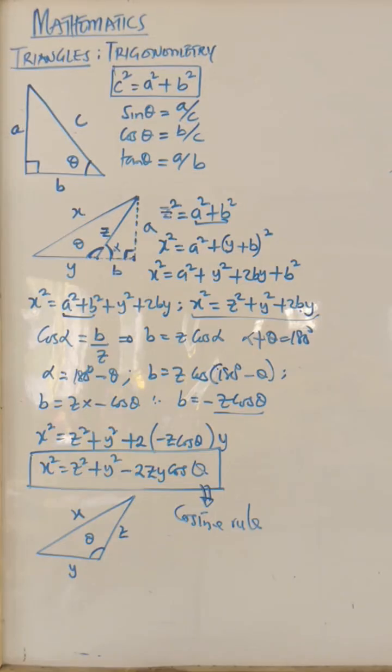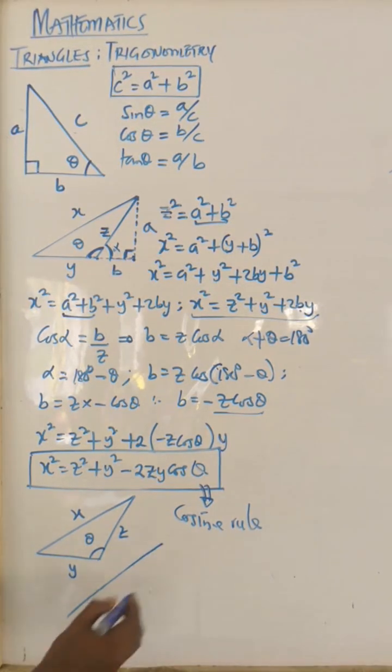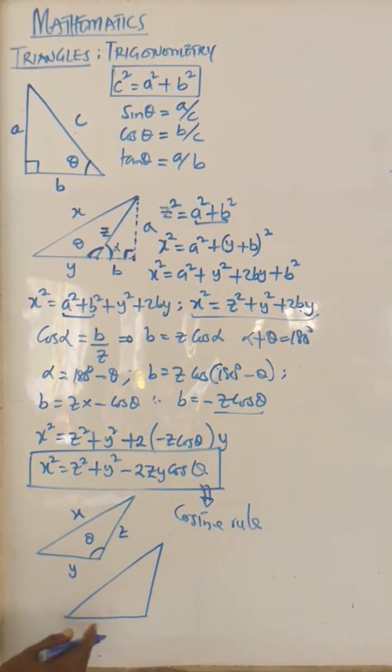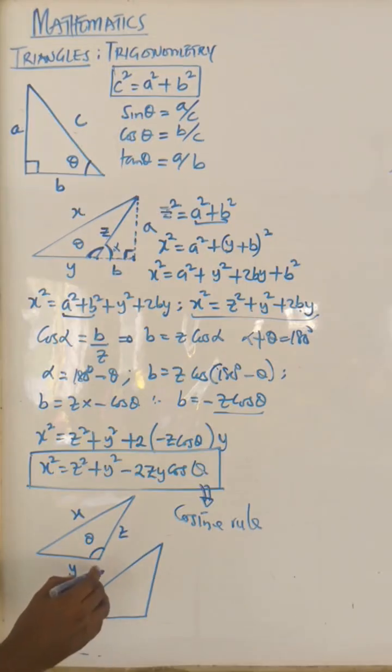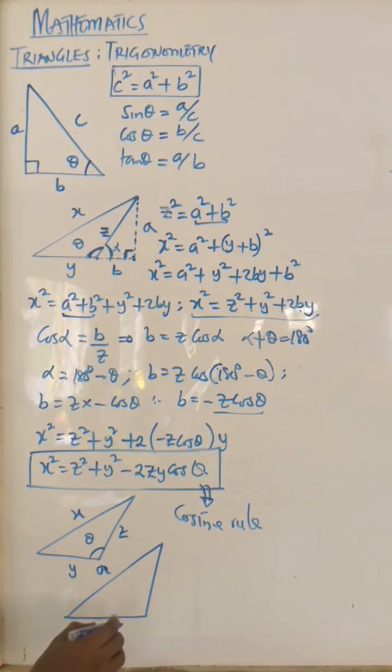Established. But most times, the sides are not labeled X, Y, Z. They are normally labeled as A, B, C. But it doesn't matter. So let's call this side A. Let's call this side B. Let's call this side C. The angle facing A is usually labeled capital A.